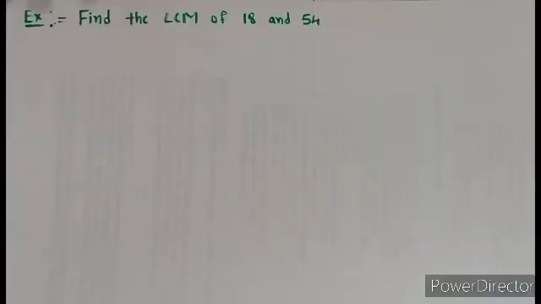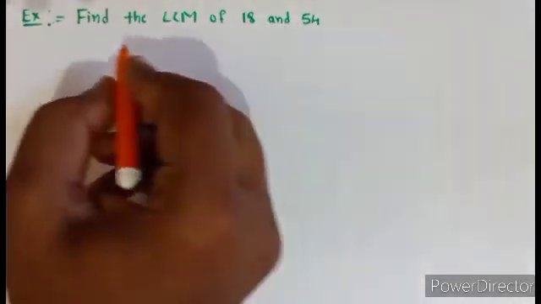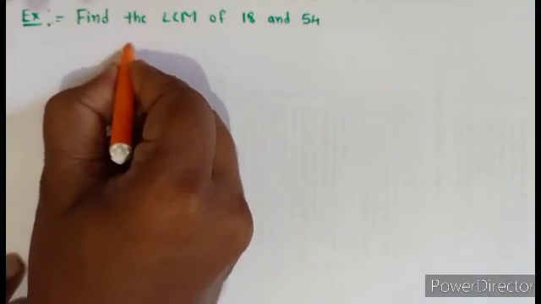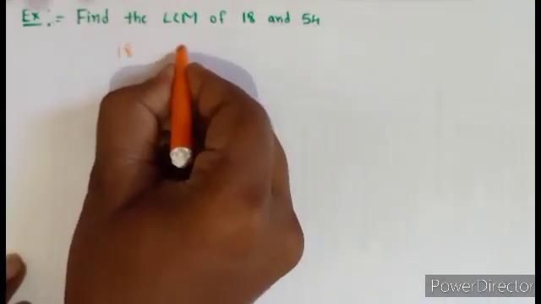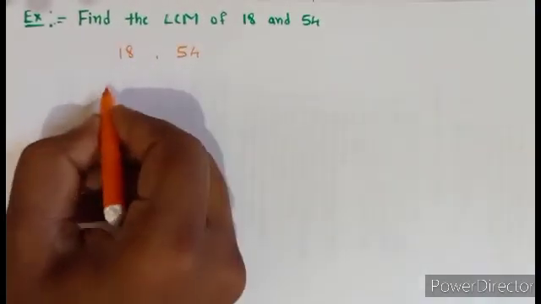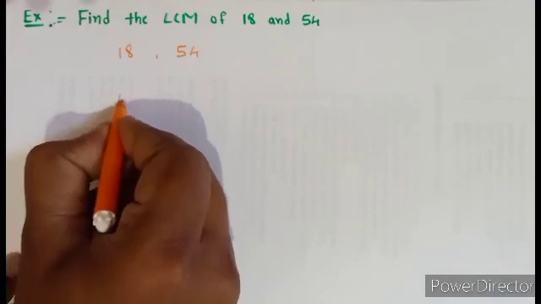Students, here is another example. Find the LCM of 18 and 54. Here first we need to find the prime factors of the given numbers. Here the given numbers are 18 and 54. First we need to find the prime factors for 18.